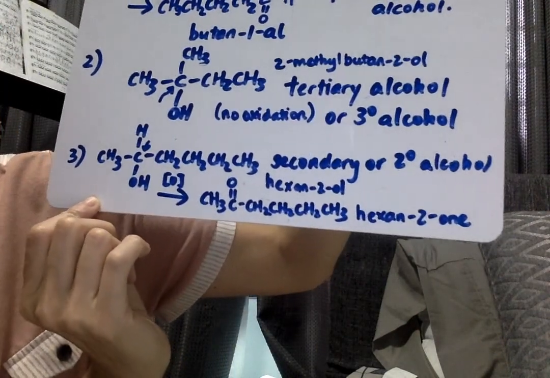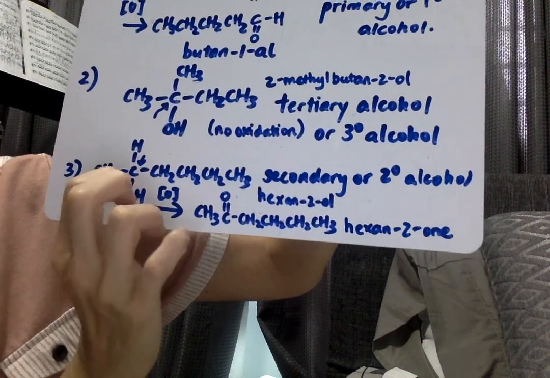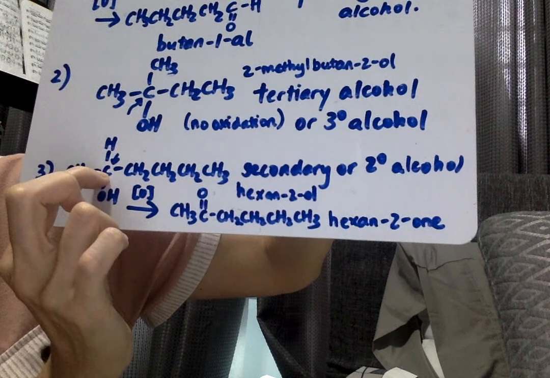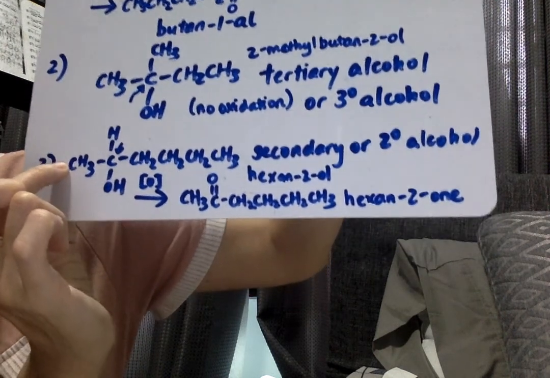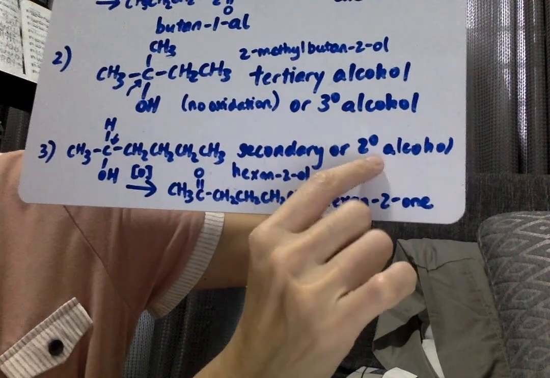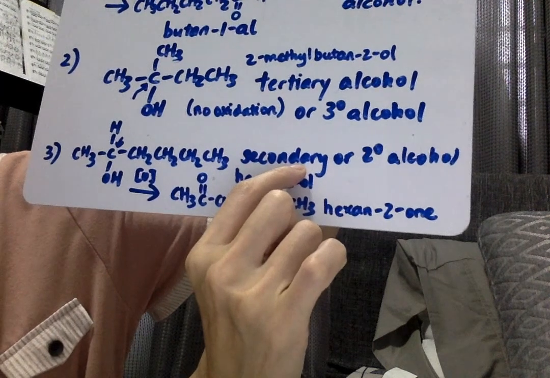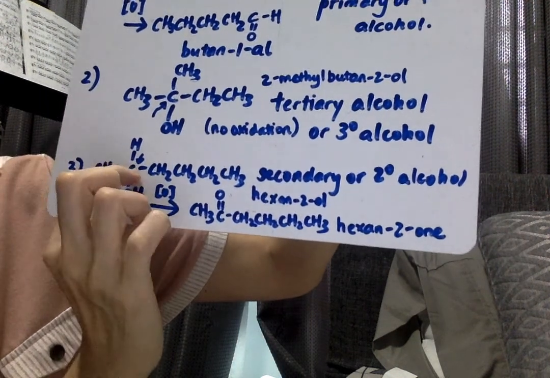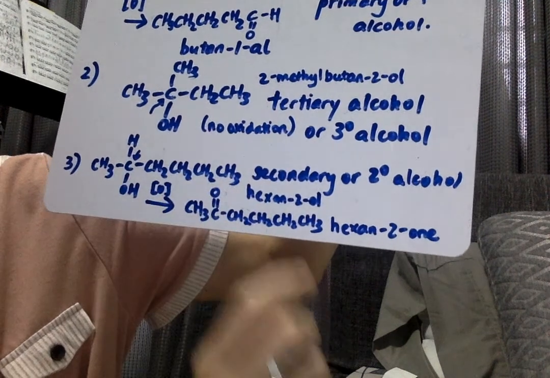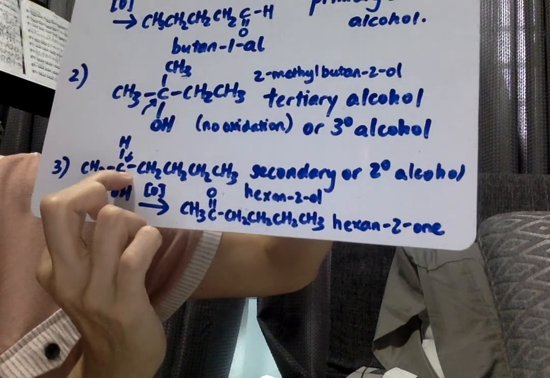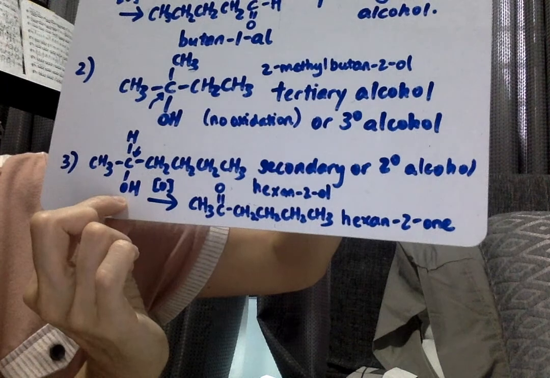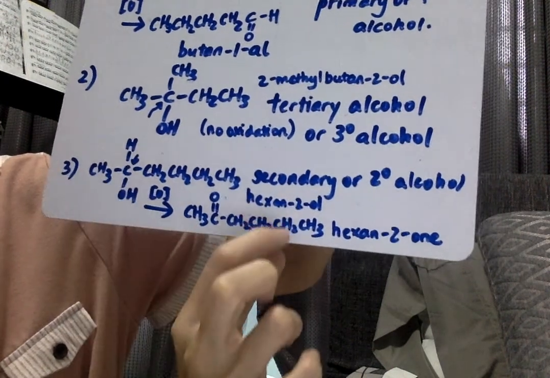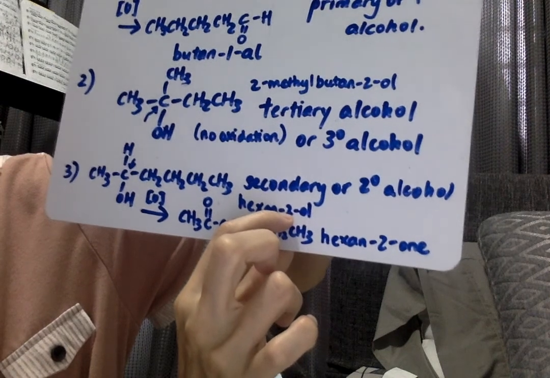Question 3. Right, let's look for the hydroxy group. The hydroxy group is attached to the C, and this C is attached to 2 other carbons, right? So this is a 2 degree alcohol, or a secondary alcohol. What is the name for this alcohol? Let's look for the parent chain: 1, 2, 3, 4, 5, 6. Hexanol. Since the hydroxy group is attached to the second carbon, it is hexan-2-ol.